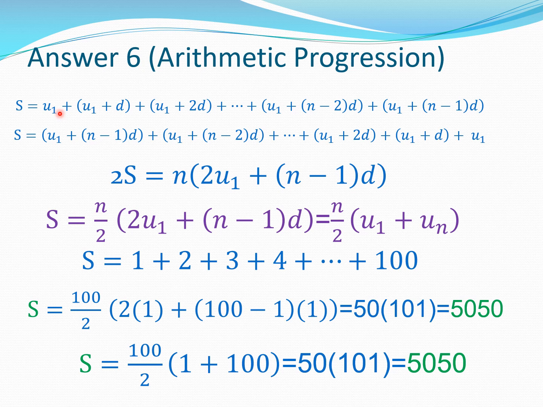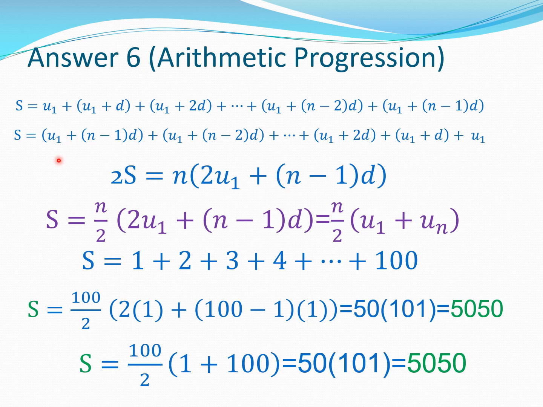Now here of course remember u1 is the first term of the arithmetic progression, un is the last term, and d is the difference between any two terms. Whenever you subtract any two consecutive terms and you get the same value d, then you have an arithmetic progression, which is the case in this problem, because 2 minus 1 is 1, 3 minus 2 is 1, 4 minus 3 is 1. So this is essentially an AP with common difference 1. So what I can do is I can add these two here, and so I get immediately 2S is n times this value.